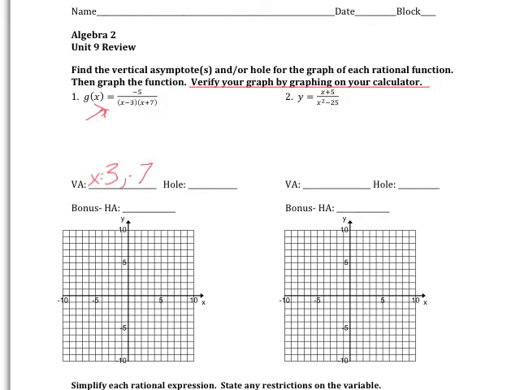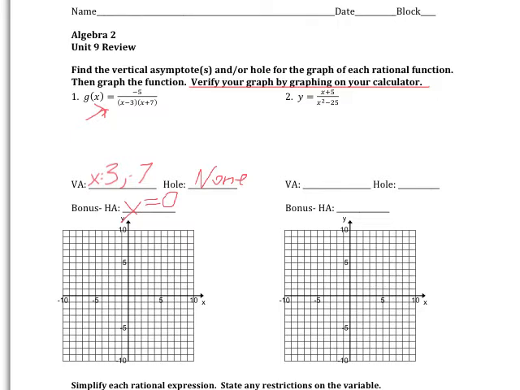It turns out that it makes more sense in the next problem, but this problem does not have a hole in it because we didn't have to simplify it, we didn't cancel anything out. More on that later. The horizontal asymptote is going to need to come from the graph, but by looking at the graphing calculator, there appears to be a horizontal asymptote at y equals 0.